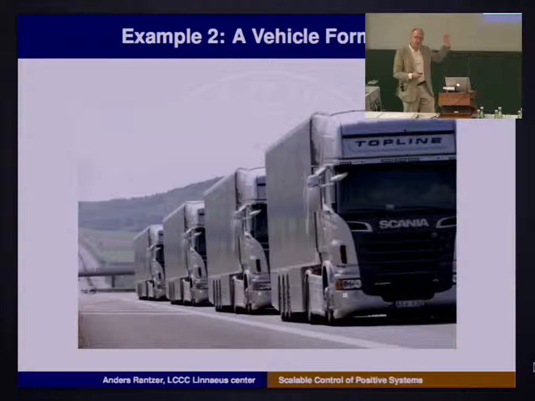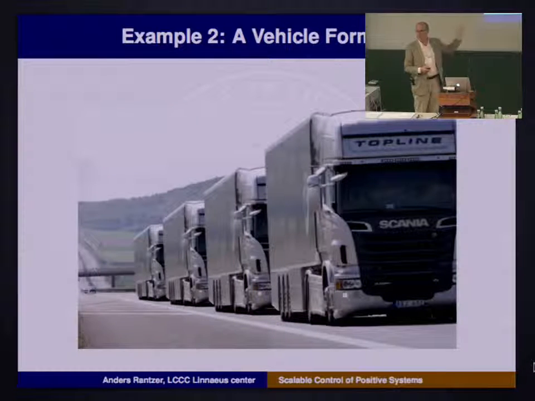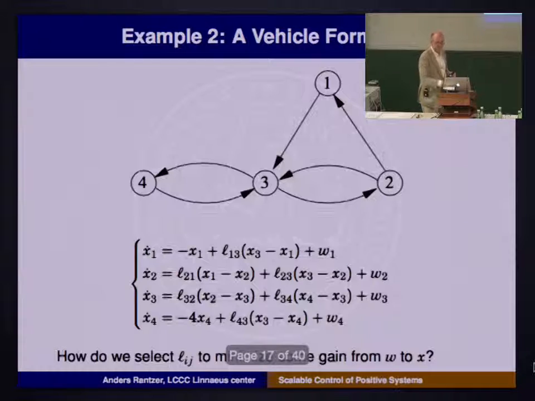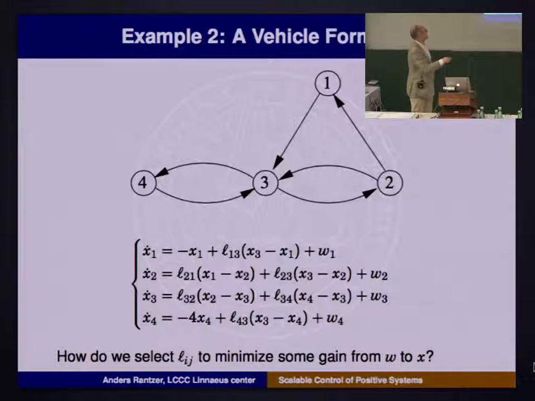But here is another example, which is sort of a dual to the previous one, namely to control positions of vehicles in a formation. So again, I can use the same set of equations, but now the arrow means something else. So the arrow here means that in each node I have a vehicle, and they try to keep their position relative to each other. So here the state variables are position variables.